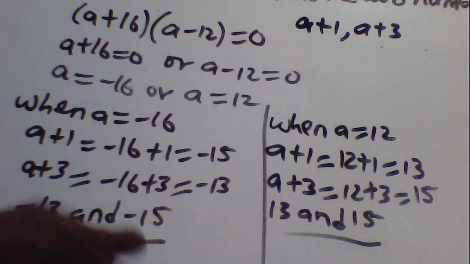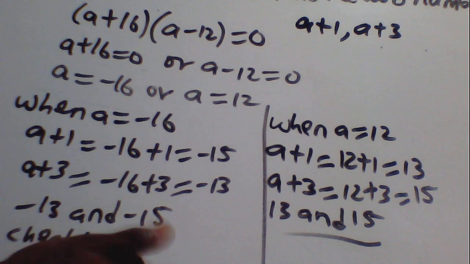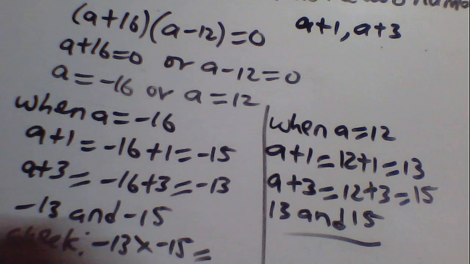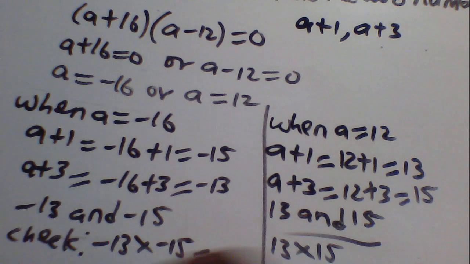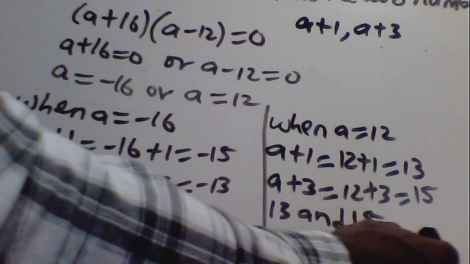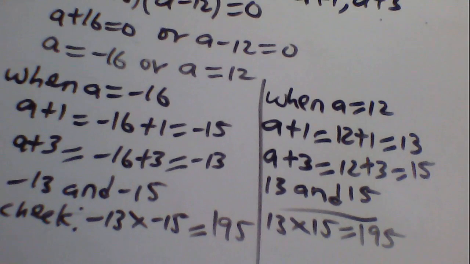So if you can check it, minus 13 times minus 15, what is the result? 13 times 15, what is the result? So if you do that, you have 195, and also you have 195. So this is where we end the lesson.